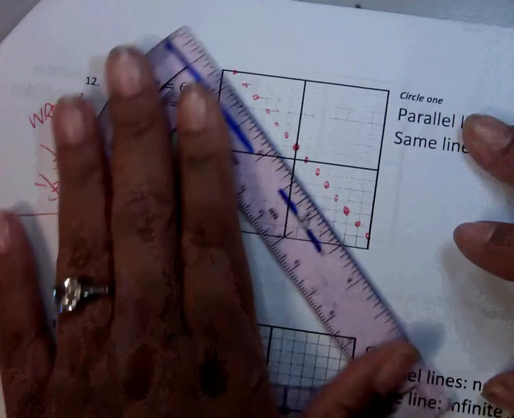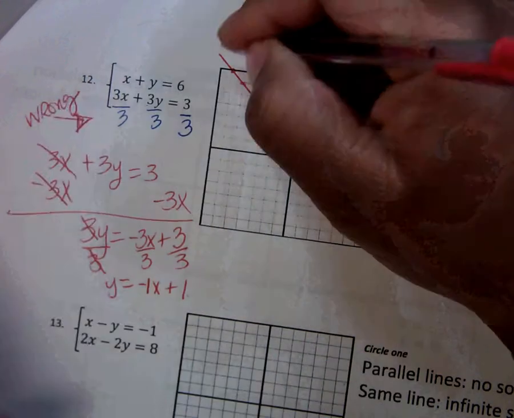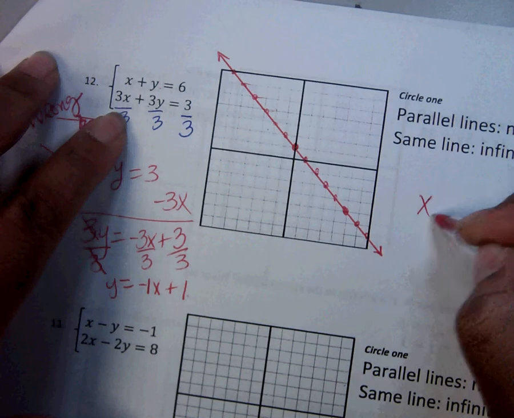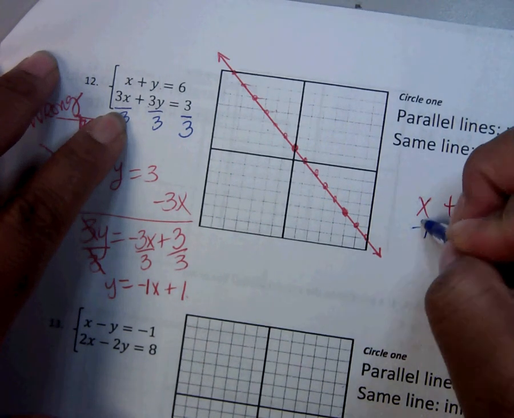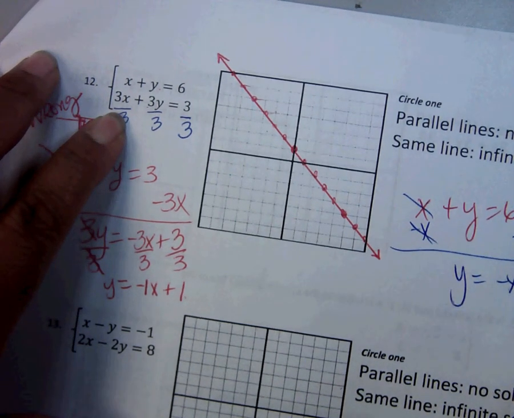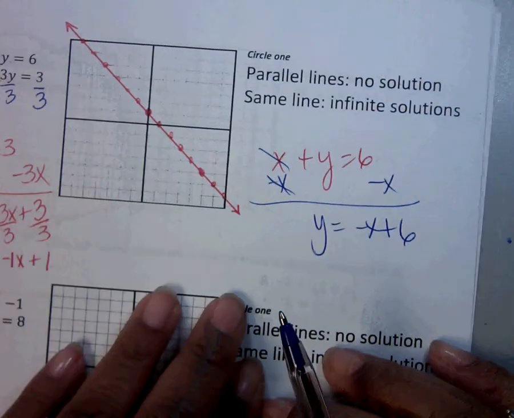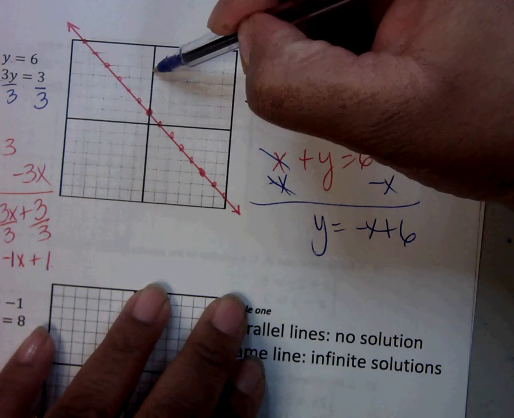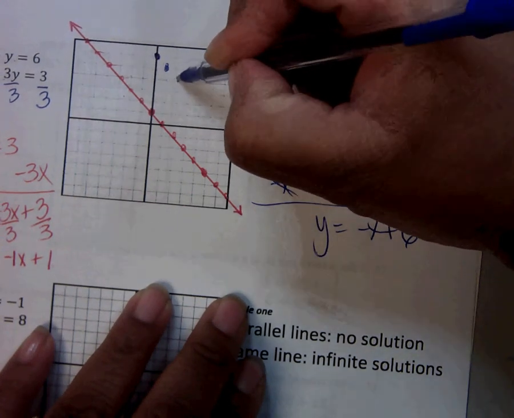Again, the parts of this video that you understand, you can fast forward it. Go to the next part. Some people may need to see all of it. Now we have to change this one. Subtract x, y equals negative x plus 6. And then we start at 6, 1, 2, 3, 4, 5, 6, and go down 1 and right 1.